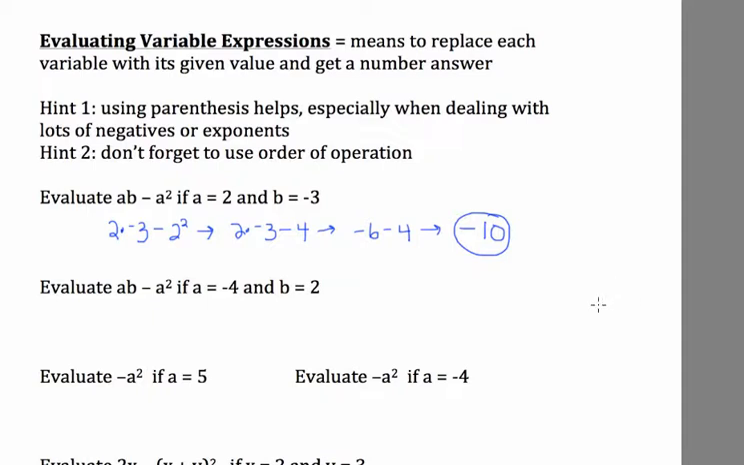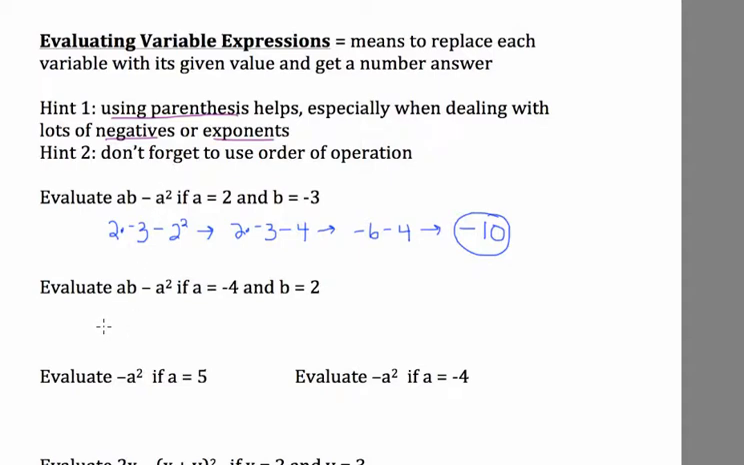I am not going to do all of these evaluating expressions. I will, however, put the work. So if you want to go back, pause the video, and work through the work, you may. A couple of hints. Sometimes using parentheses helps. Sometimes it becomes cumbersome. But if you're dealing with lots of negatives or exponents, you may want to use them. I'll show you some examples. Don't forget to use order of operation.